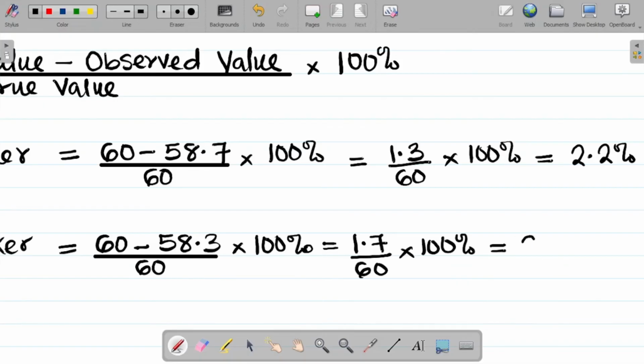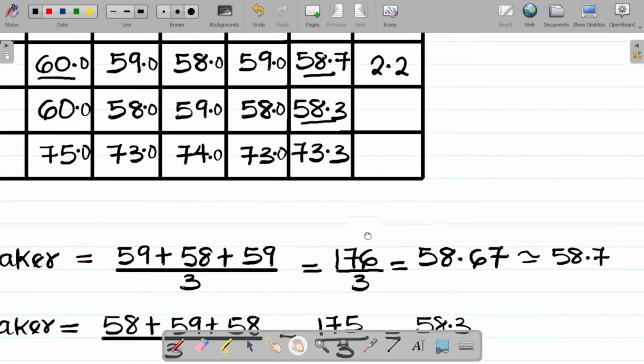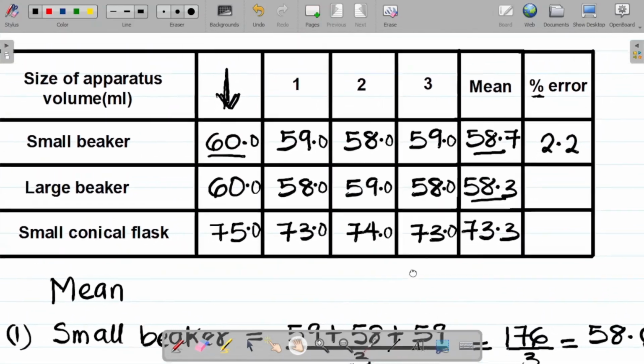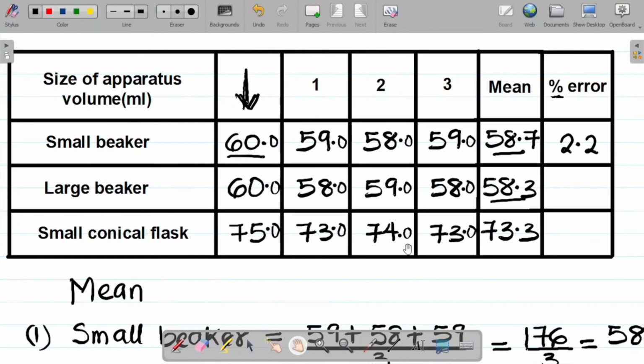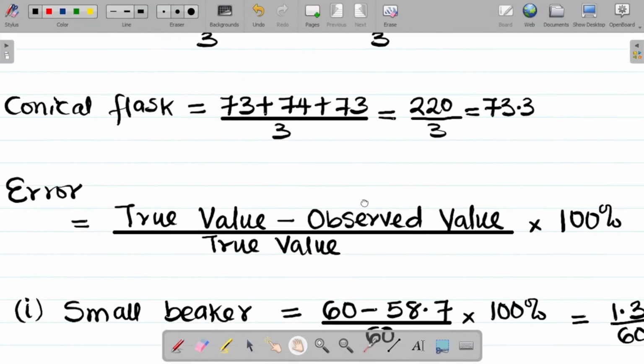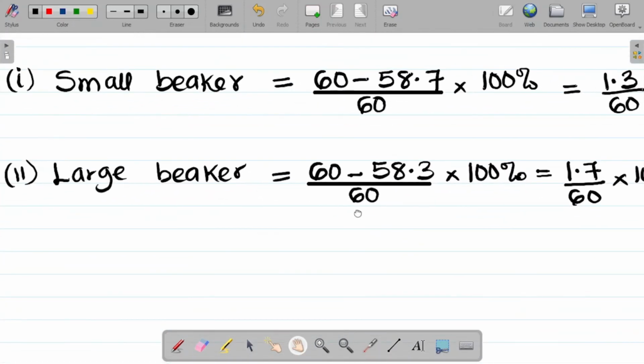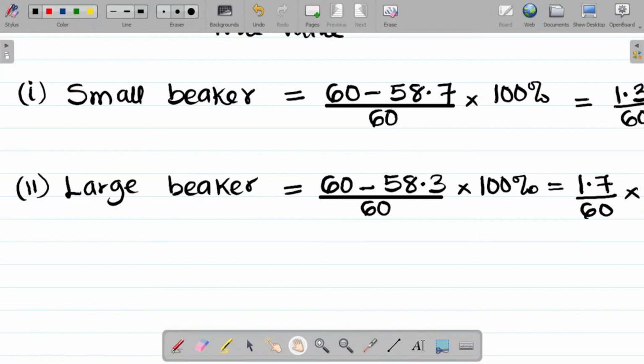So I'm having 2.8%. I'll take this result and go here under the large beaker row. I had 2.8% as my answer, so I'll come here and write 2.8%, which of course is in percentage. All right, so I have 2.8 as my value. Finally, let's get the small conical flask. So number 3 there, small conical flask.